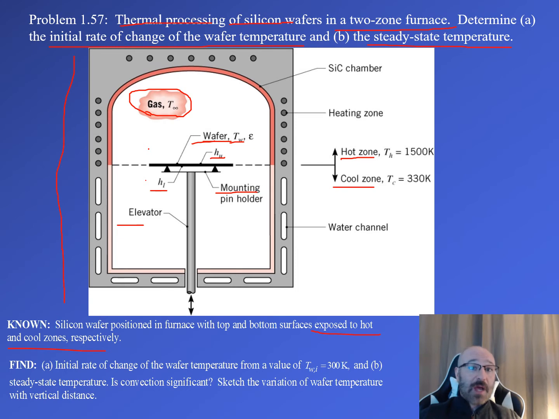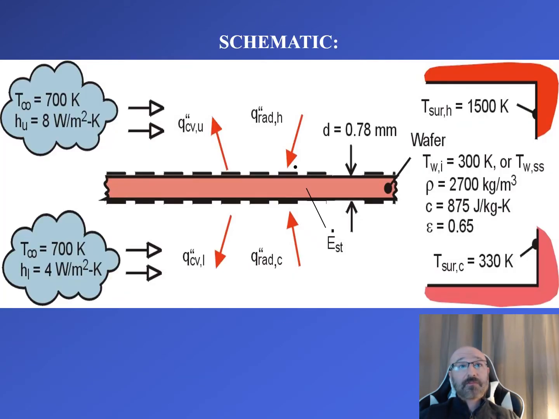And again, what are they asking us to solve for? Two different parts, A and B. In part A, they want us to find the initial rate of change of that wafer's temperature. So they give us the initial value here of T_W,i, the temperature of the wafer, initially is 300 K. And in part B, we're finding the steady state temperature.